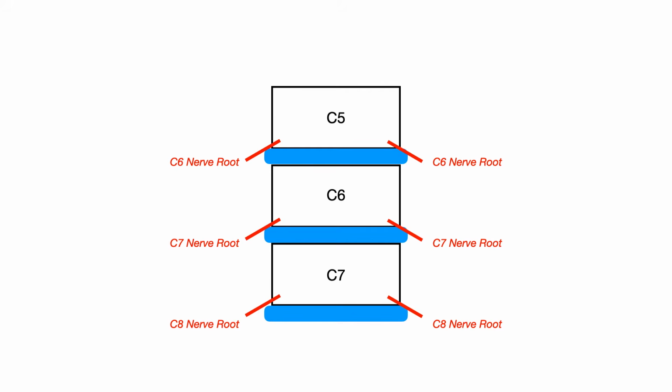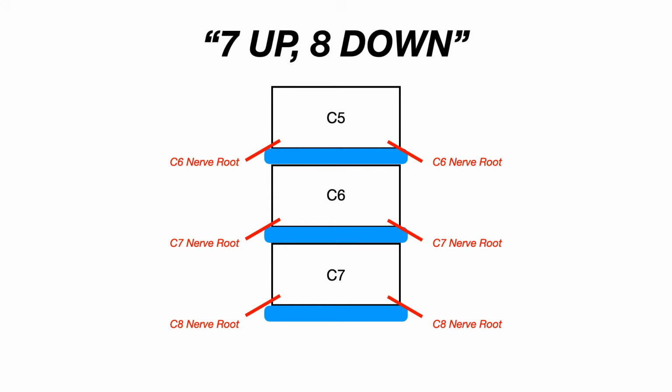Now, this is what you want to remember, and the mnemonic to remember this is 7 up, 8 down. This mnemonic will remind you that for the first 7 cervical nerve roots, think up or exiting above the corresponding cervical vertebrae. And for the exception, for C8 nerve root, remember down. It will exit down or below C7.